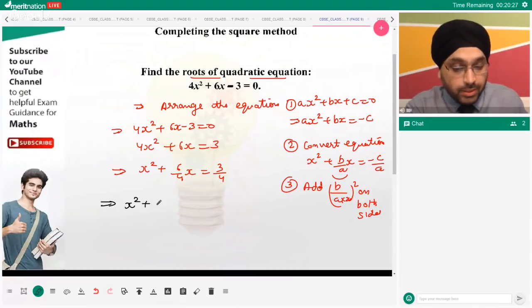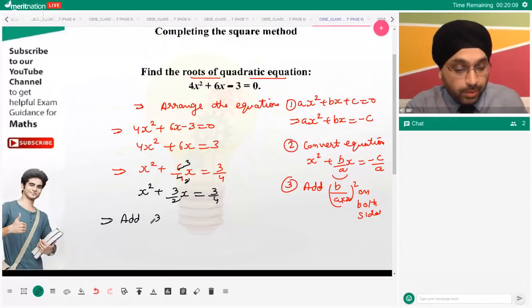So further, we can write this as x square plus 6 by 4x. If you simplify it further, we can simplify 2 and 3. So we can write this as x square plus 3 by 2x equals to 3 by 4. Now, guys, this means what? We just need to add 3 by 2 into 2 square on both sides.